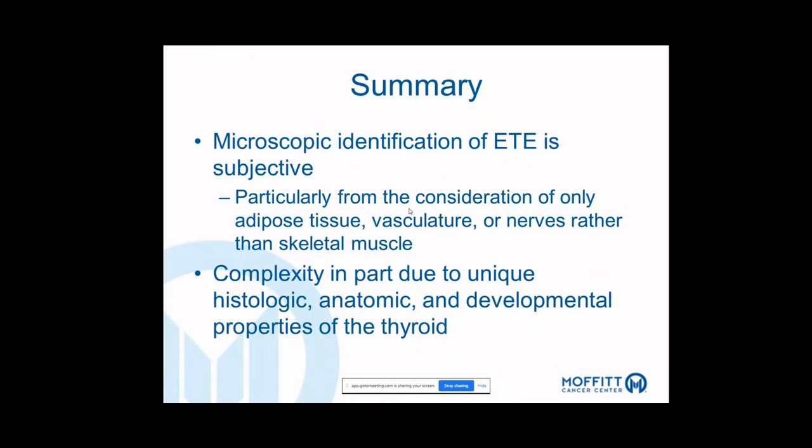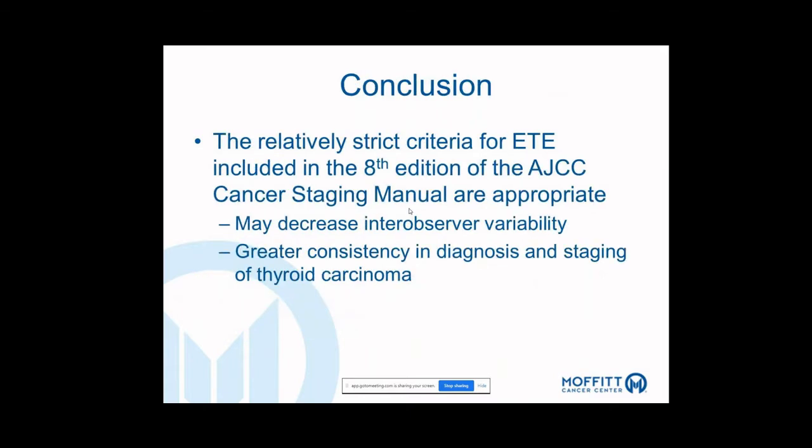So in summary, microscopic identification of ETE is subjective, particularly from the consideration of only adipose tissue, vasculature, and nerves rather than skeletal muscle. And the complexity is in part due to the unique histologic, anatomic, and developmental properties of the thyroid. And they concluded by supporting the 8th edition criteria and saying that the relatively strict criteria is appropriate. It may decrease interobserver variability, and there may be greater consistency in diagnosis and staging of thyroid carcinoma.